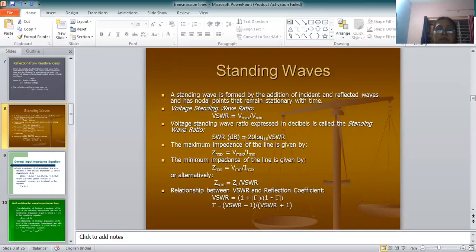The maximum impedance of the line is given as Vmax upon I minimum, and the minimum impedance is given by Vmin upon I max, or alternatively Z0 upon VSWR. The relation between VSWR and reflection coefficient is given by the following formula.